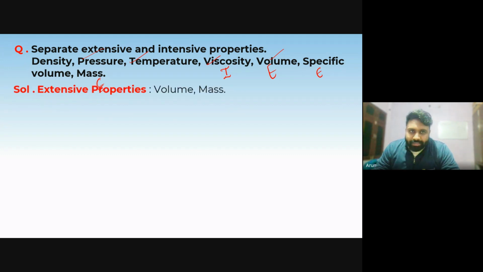Okay. So extensive properties we have volume and mass, and also specific volume. What is specific volume? It is 1 by rho, where rho is the density. Specific volume is 1 upon density of the system. So density is intensive, so this will also be intensive. Got it? Clear with this? Give me a thumbs up if you are clear with this.